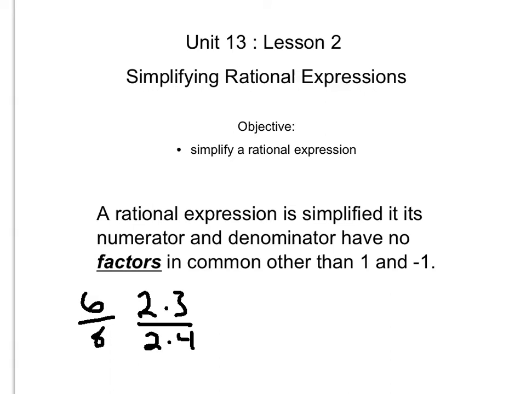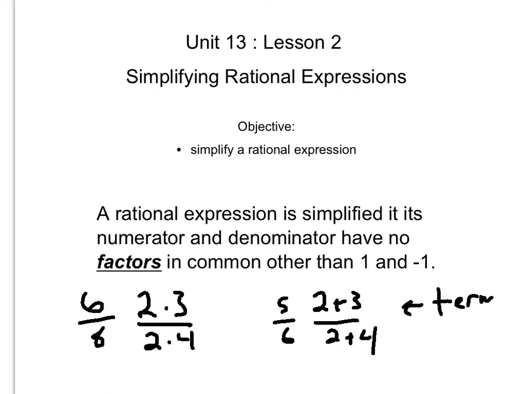Whereas if we do something like this, 2 plus 3 over 2 plus 4, that's the same as 5/6. That cannot be simplified. So these are called terms because they are added, whereas these over here are factors because they are multiplied. So these right here, factors, can be simplified. We could cross these out and make it 3/4 because we could divide by 2.